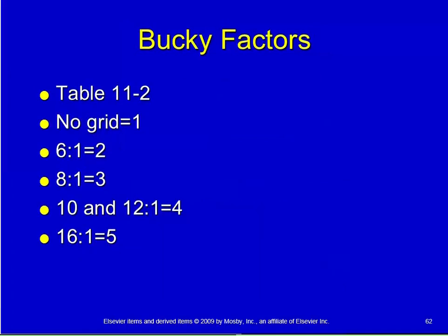For the test, though, what we're going to use is Bucky factors that look like this. For an 8-to-1, we're going to use 3. For 6-to-1, we're going to use 2. No grid, of course, is 1. And then we're going to combine a 10 and 12 at 4, and then a 16-to-1, we're going to use 5. So these are the Bucky factors that we'll use on the upcoming test that will be the week before the final.